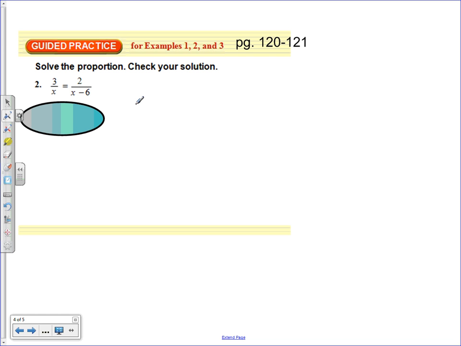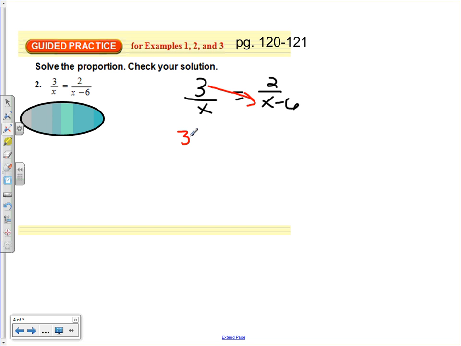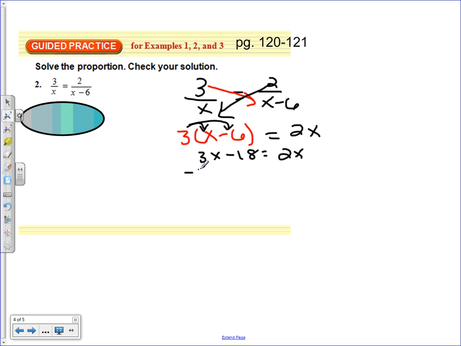Problem number 2, probably going to be difficult to do using scale factor, so let's focus on cross multiplying 3 over x, 2 over x minus 6. Numerator times denominator, 3 times x minus 6. Numerator times denominator, setting them equal, we get 2x. We need to distribute here, 3x, negative 18, 2x. Get my 3x to the other side, negative 18 equals negative 1x. Divide both sides by negative 1. 18 is equal to x.